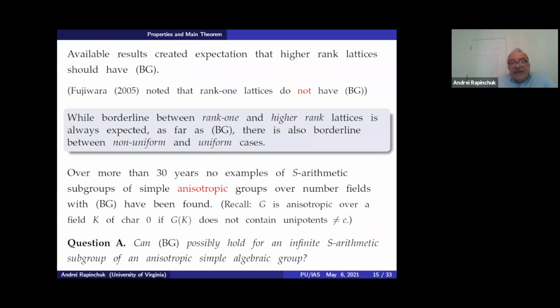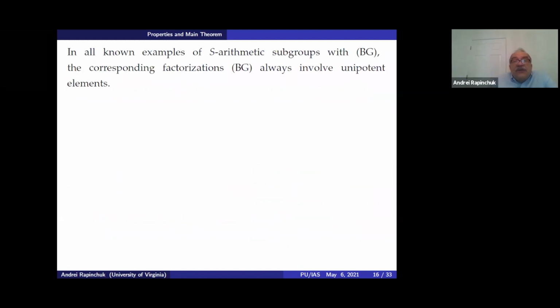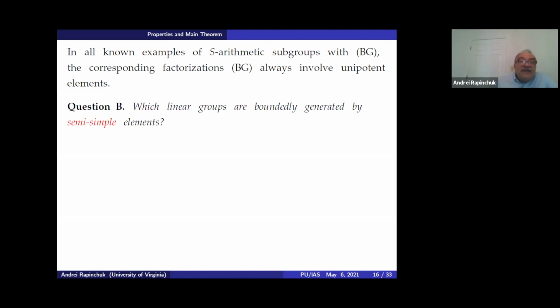One can consider different variations of this question, one being the following. As I told you on the previous slides, in all known examples of bounded generation, this bounded factorization of a group always involves some non-semisimple elements, typically unipotent elements. We do know that, for example, SL_n(Z) can be boundedly generated by unipotents, but no one was able to find a bounded factorization where all elements would be semisimple. And this leads us to question B. Which linear groups are boundedly generated by semisimple elements? That's the question that I would like to discuss.